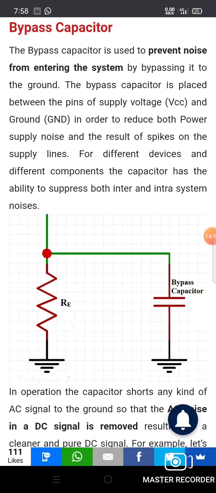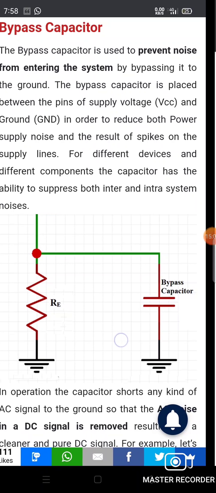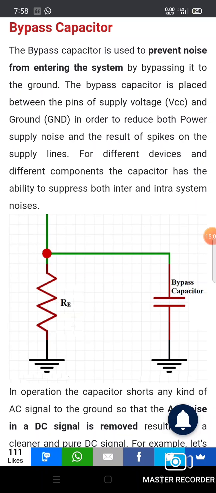The bypass capacitor is placed between the pins of supply voltage VCC and the ground in order to reduce both power supply noise and the result of spikes in the supply lines. For different devices and different components, the capacitor has the ability to suppress both inter and intra system noises, right?